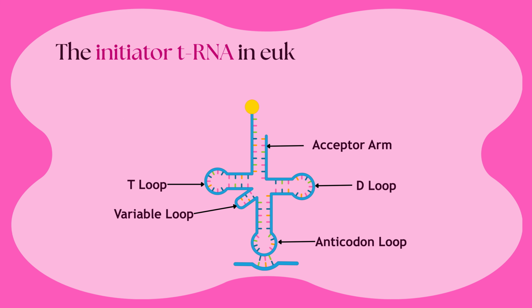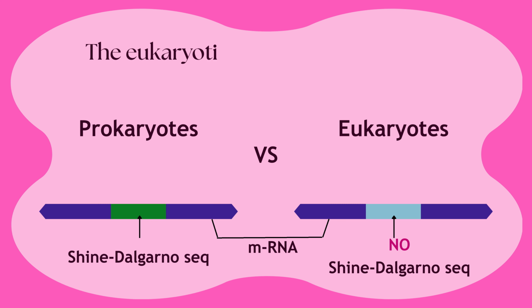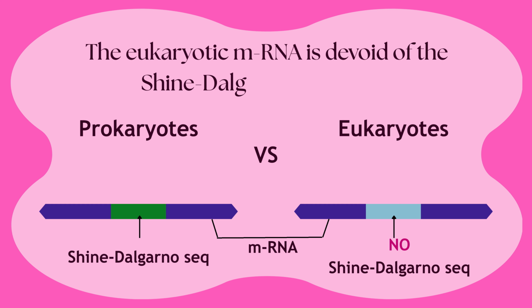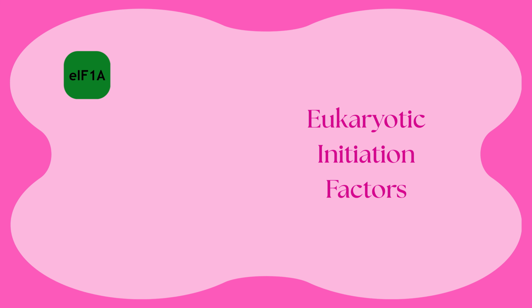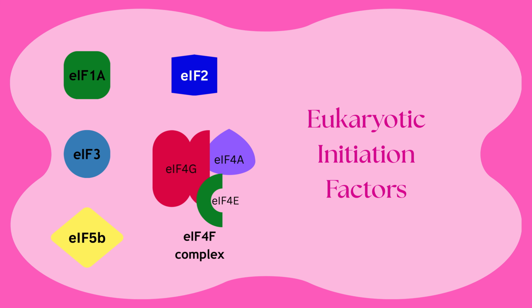The initiator tRNA in the eukaryotes is devoid of the modified F-meth amino acid. Instead, it only contains a normal methionine. The eukaryotic mRNA is also devoid of the Shine-Dalgarno sequence as compared to the prokaryotes. The eukaryotic initiation factors are important in the regulation of the translation process. These are EIF1A, EIF2, EIF3, EIF5B, and the EIF4F complex.